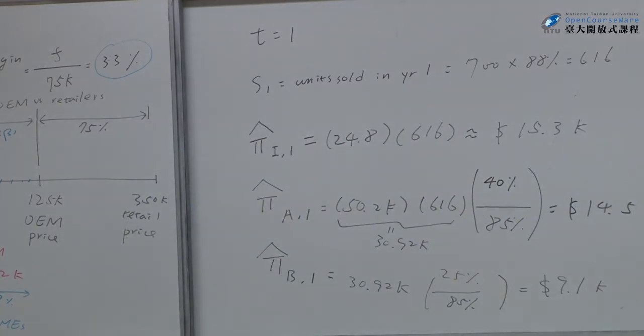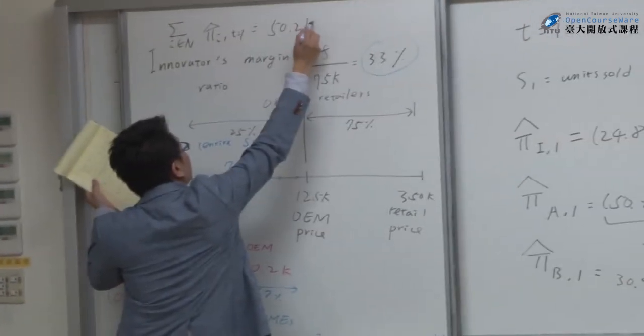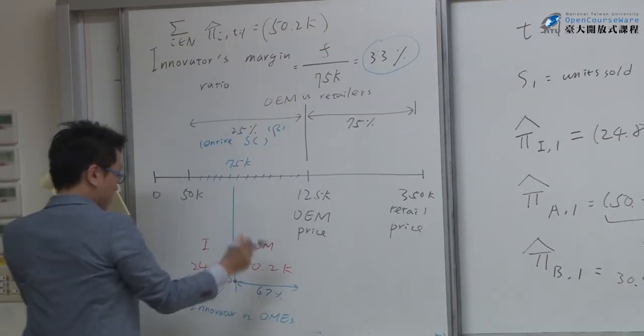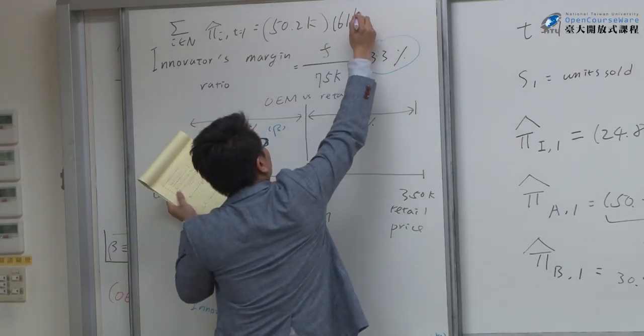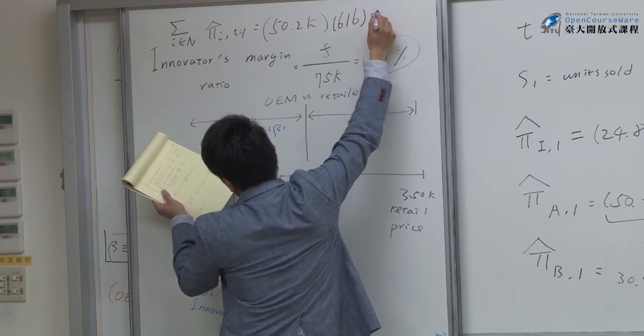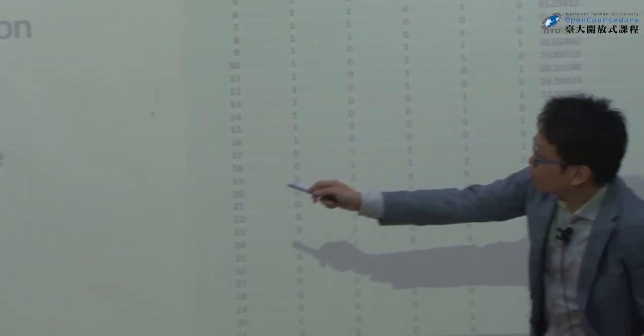So we do all this calculation. At the end, we can calculate the summation across all the players' values. Now we work on the first period. That will be 50.2K times 316. That will be 90.2K. And you can use Excel or R using all realized values here.